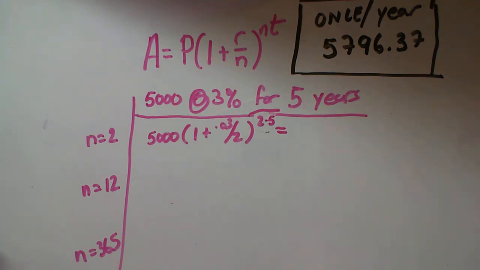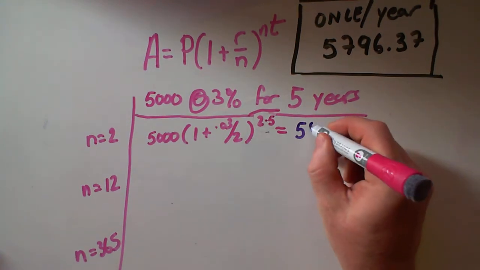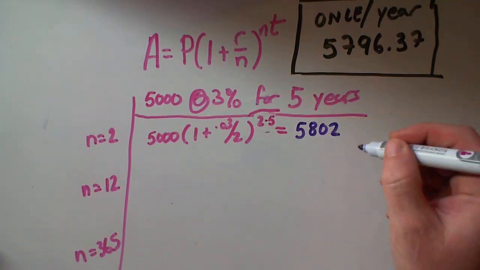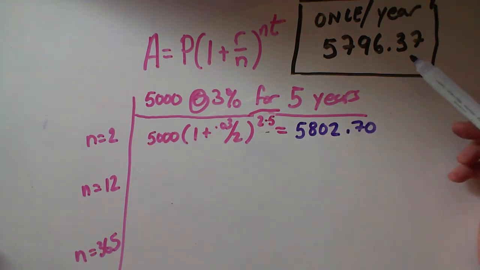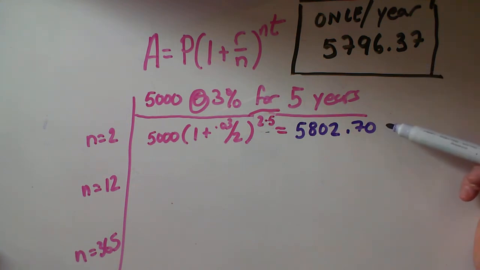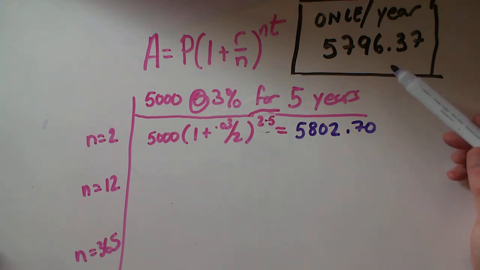And we get $5,802.70. So notice the amount of money that we got after a 5-year period, though it's not an extreme amount, just by getting interest 2 times each year instead of once each year, we went up by about $6. Let's do that same idea for 12.